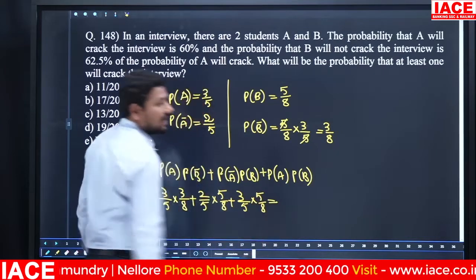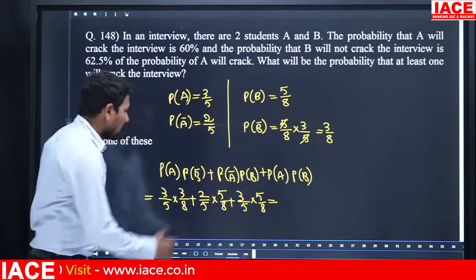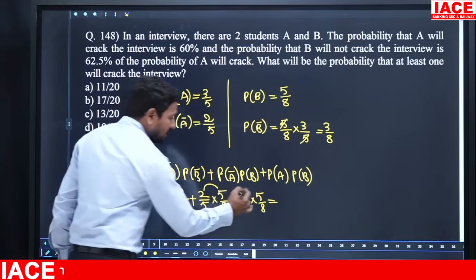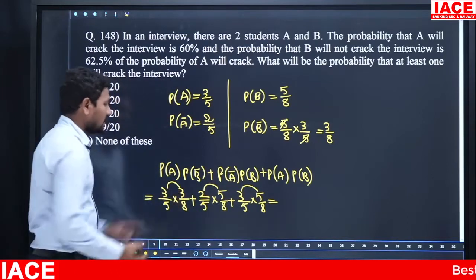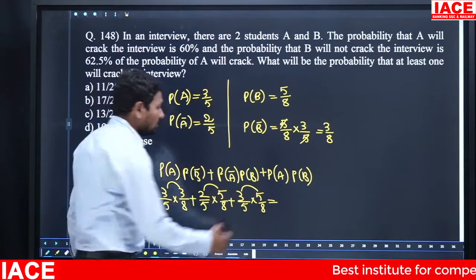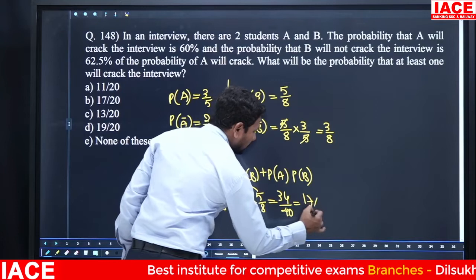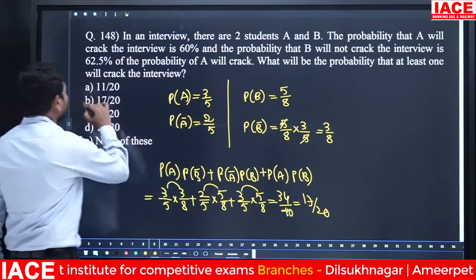You will observe that the denominators are all the same: 5 8s are 40, 5 8s are 40, 5 8s are 40. And 2 5s are 10, 3 5s are 15, 3 3s are 9. 9 plus 15 is 24, 24 plus 10 is 34. 34 by 40 we can write as 17 by 20, which means option B.